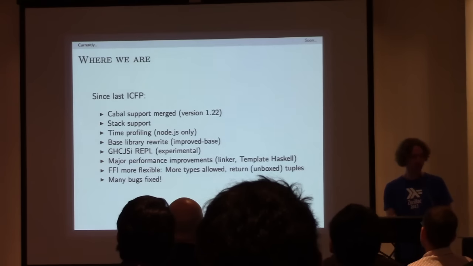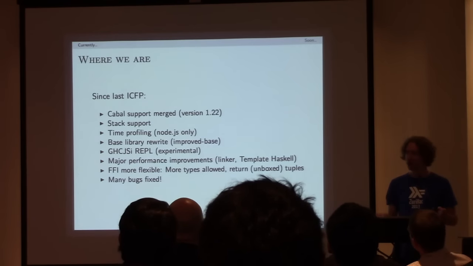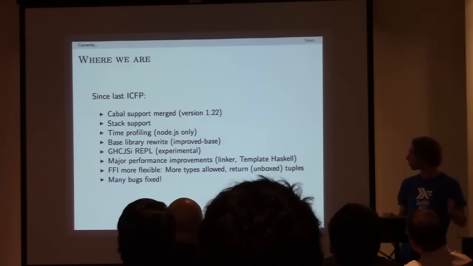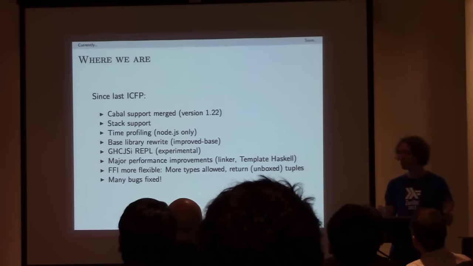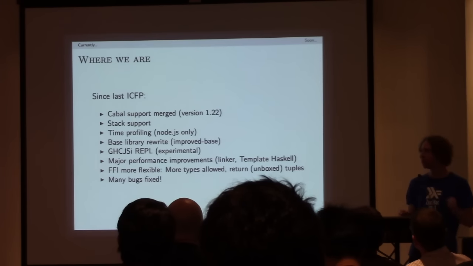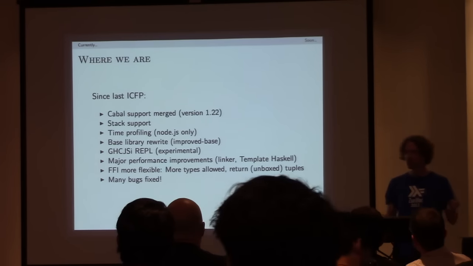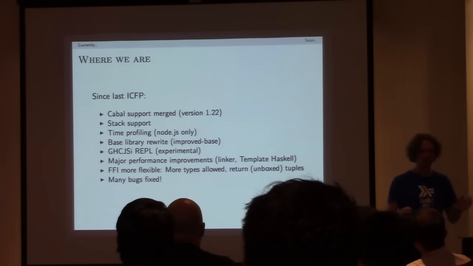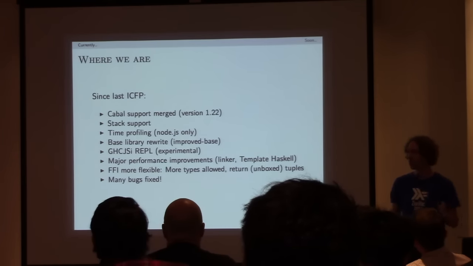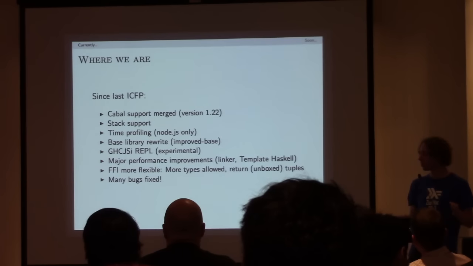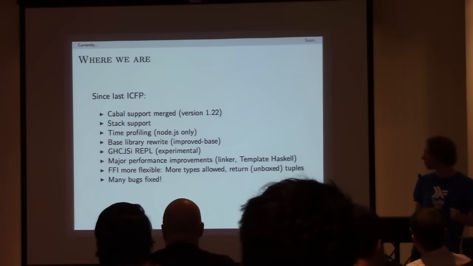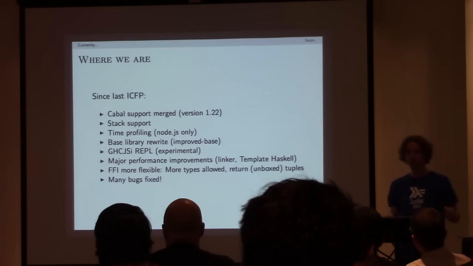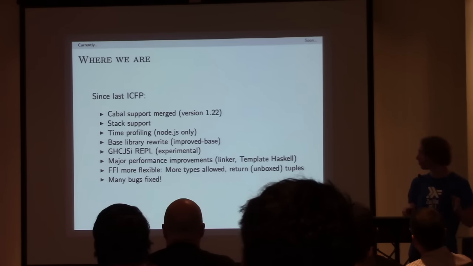So what we actually did in the past year is, well, that's pretty long ago. Cabal support got merged in 1.22. The first releases of 1.22 had some minor bugs, but those have been fixed over time. The stack tool by FP Complete also has GHCJS support, at least in an experimental way. I haven't used it really yet, but it should be usable with that too. Last year, a GSoC project added memory profiling. We have time profiling now too.